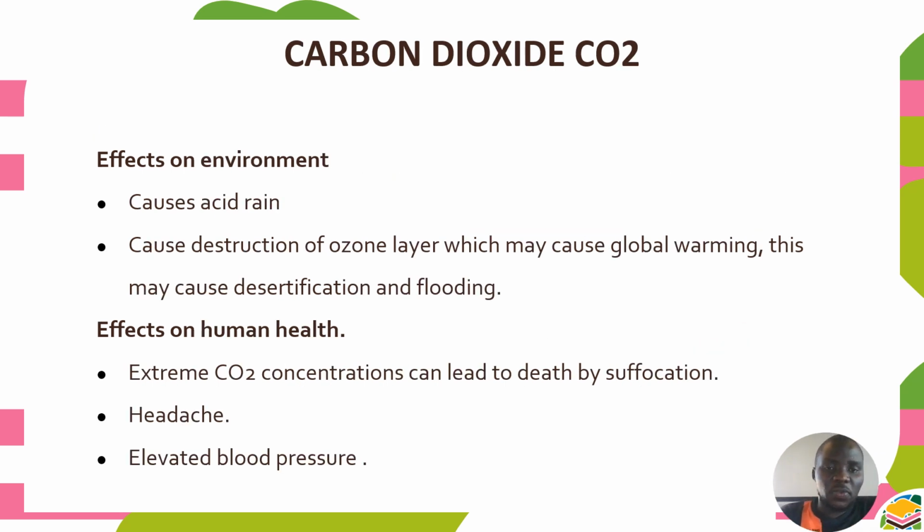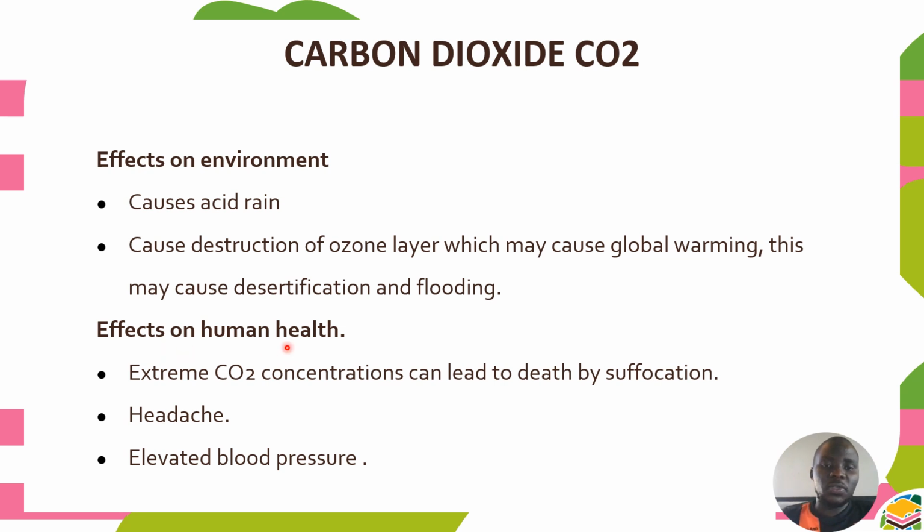Carbon dioxide. Effects of carbon dioxide. It causes acidic rain. We have already explained how acidic rain is formed. It causes destruction of the ozone layer, which may cause global warming. This may cause desertification as well as flooding. How? The carbon dioxide changes the global temperatures. When the temperatures are high, it might affect the growth of some of the plants, leaving the ground bare, causing desertification, and the heat may melt ice in the polar regions, which can lead to flooding.